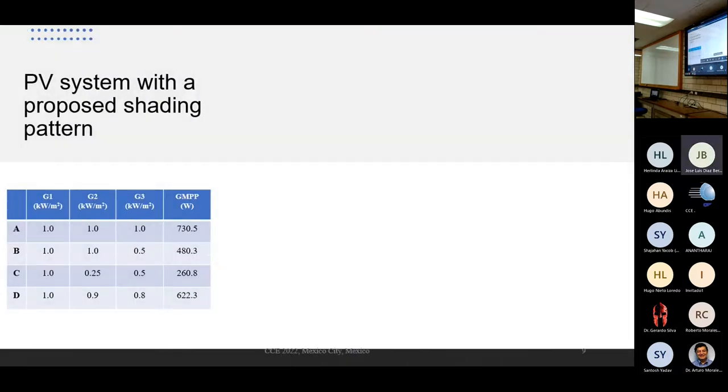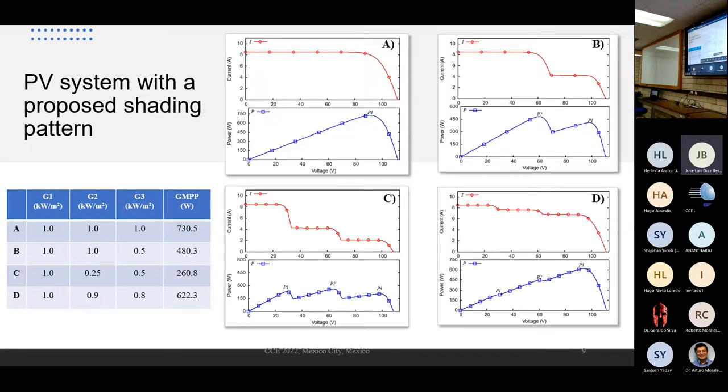We have proposed this training profile to investigate the behavior in time of the incremental conductance and the adaptive incremental conductance algorithms. Condition A is the ideal case where there are no shaded modules, so there is only one global maximum power point. Condition B has two irradiance levels, so in the current graph there are two levels and in the power curve two peaks. The global maximum power point is P2, at the center of the curve.